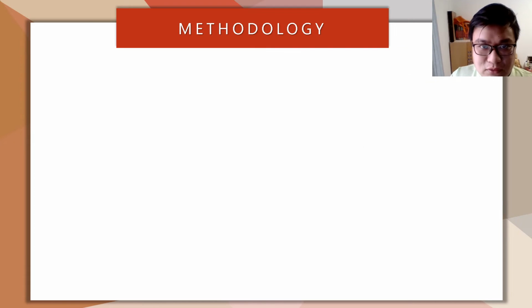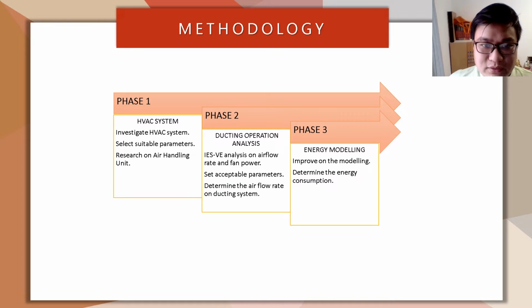So let's go to the methodology. There are 3 phases for this project. The first phase is phase 1, HVAC system. Investigate the HVAC system and then select the suitable parameters. Last, research on air handling units.